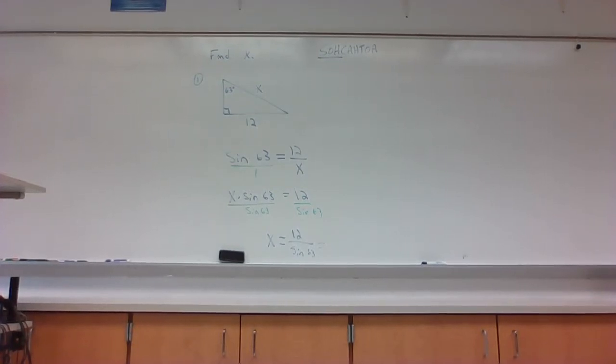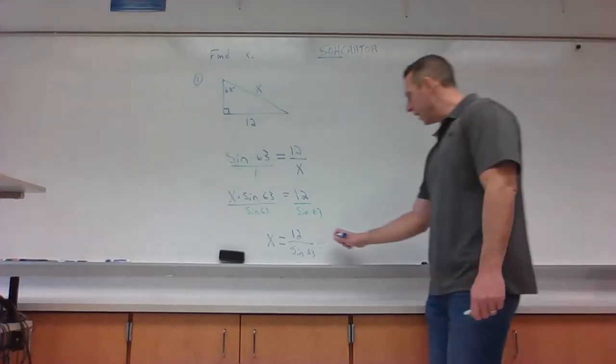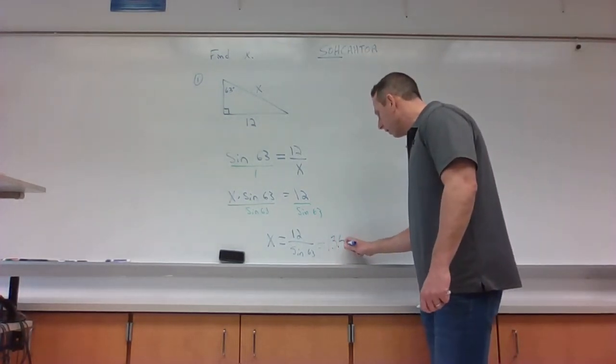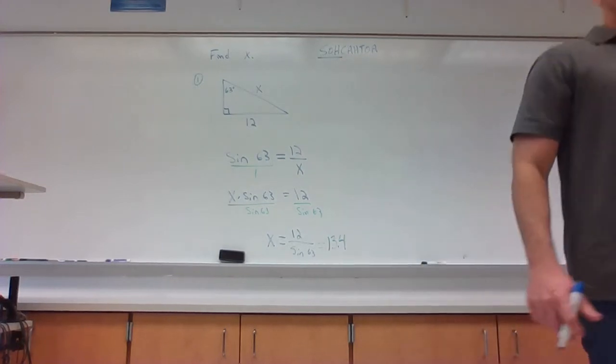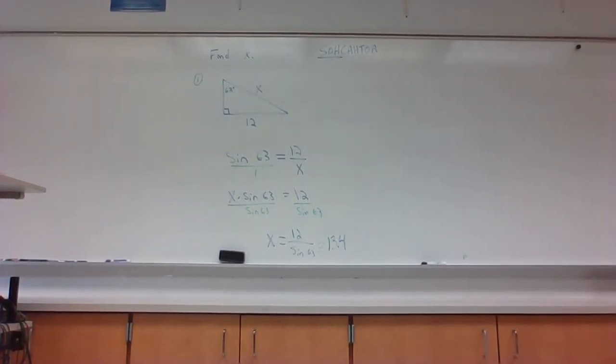We got an answer? I don't have a calculator. All right, you guys find one? What do you get? 13.4. I got confirmation on that. Hold on. Stephen, good? 13.4. Yep. Okay, we got two confirmations. That's good.